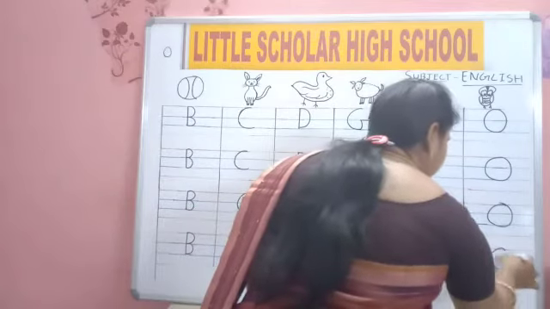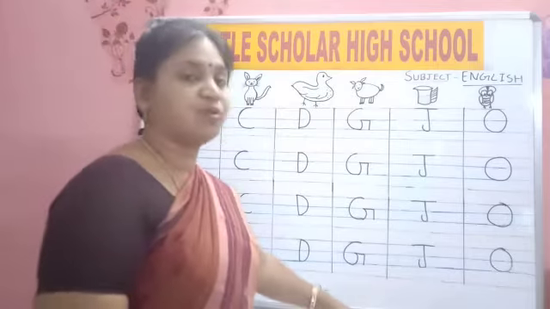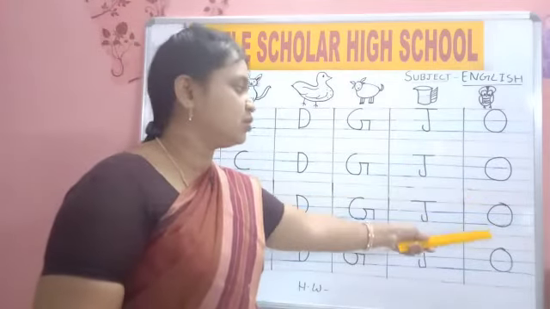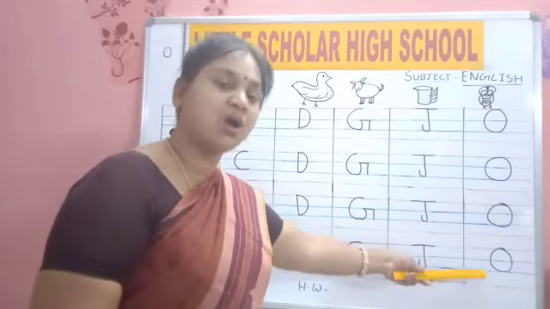Blue line and go up. Yes, what is that? O, capital O. Say O for owl. O for owl.